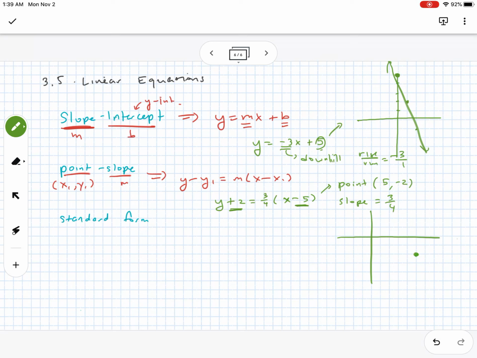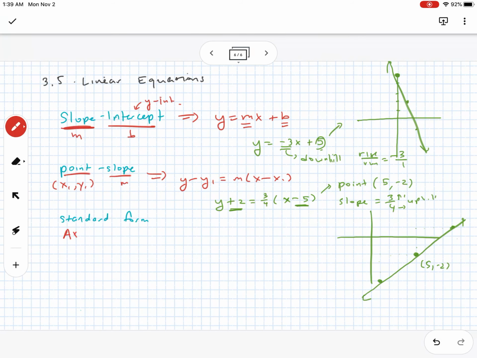Okay, so what we can do is we can pick a point 5 comma negative 2 and graph it right there. And then we know that's going to be uphill, and more specifically, it's going to be up 3 and then right 4, right? So 1, 2, 3, 1, 2, 3, 4, like that. So I connect that, and look, it's an uphill graph.